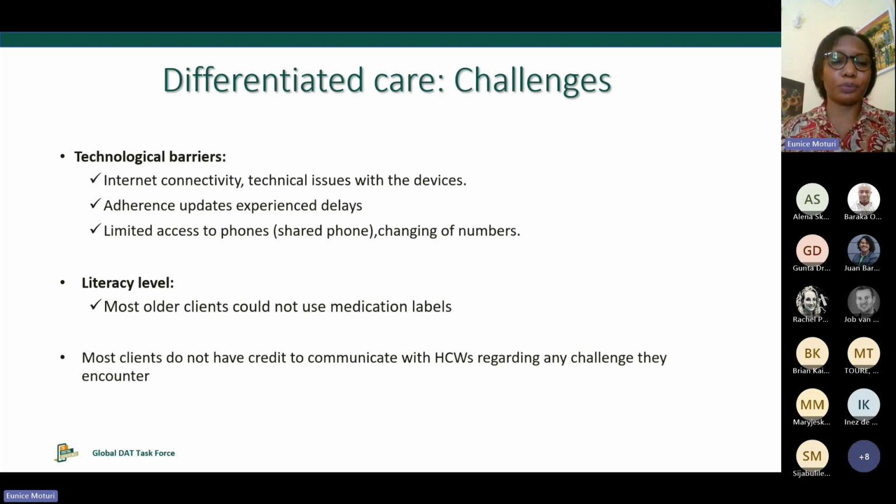And also, most clients did not have airtime to communicate to healthcare workers to inform them of whatever challenges they were facing, for example, side effects preventing them from continuing to take medication, or any other challenge they had. So the communication was only one way.